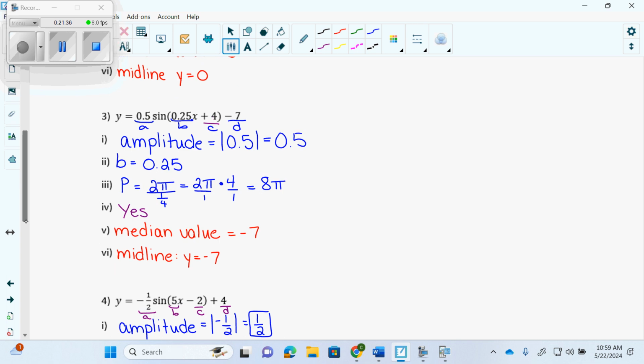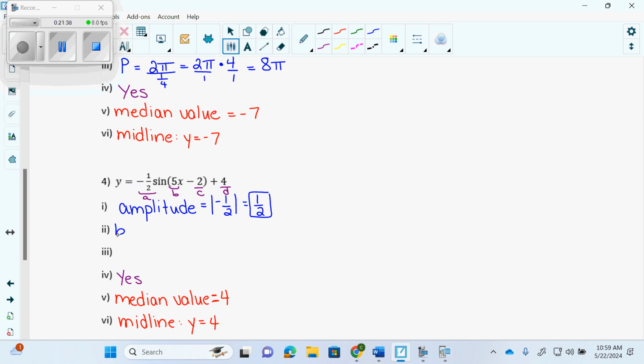All right, this one. What is the B? What's my B value? 5. The period is 2 pi divided by B. So it's 2 pi divided by 5. Type that into your calculator. I want you to leave it as 2 pi over 5, but I want you to turn it to a decimal just for comparison's sake. Go 2 pi divided by 5. What did you get? 1.25. So what is this period?